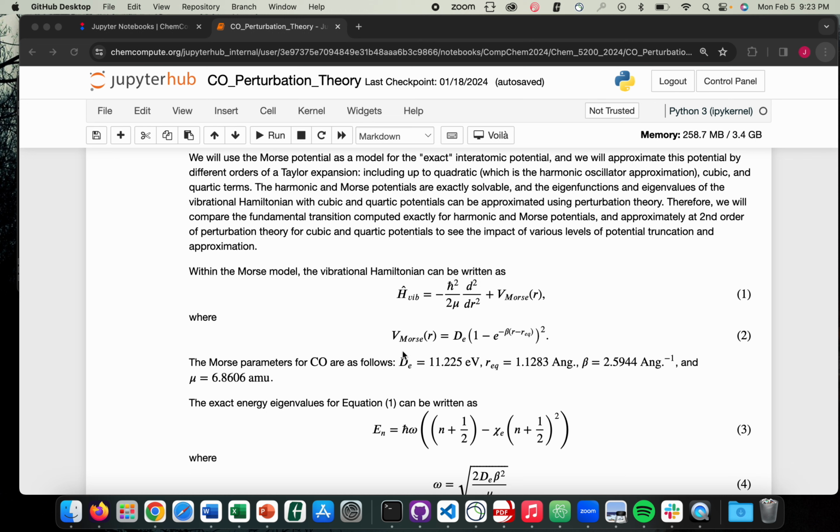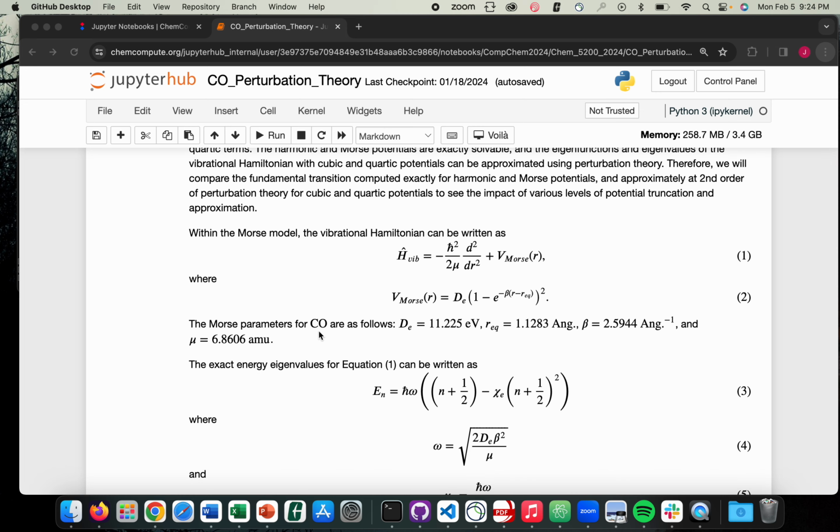So we've got this dissociation energy, which is about 11.2 electron volts. The equilibrium bond length is about 1.1 angstroms. I have this beta parameter, which gives the curvature of the potential, of 2.5 inverse angstroms. And the reduced mass, which shows up in the kinetic energy operator, is 6.860 atomic mass units.